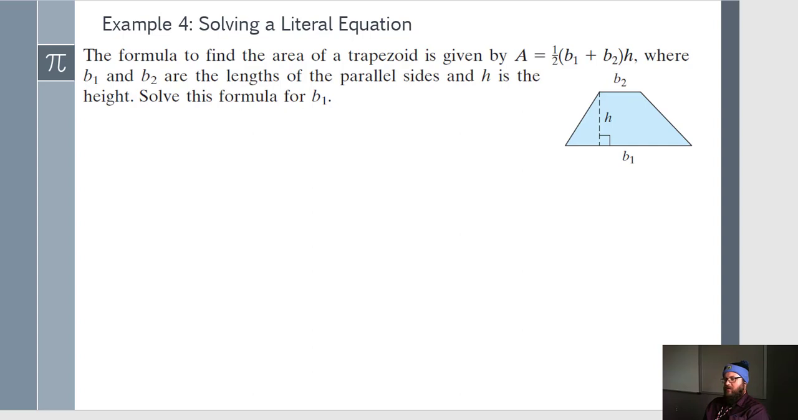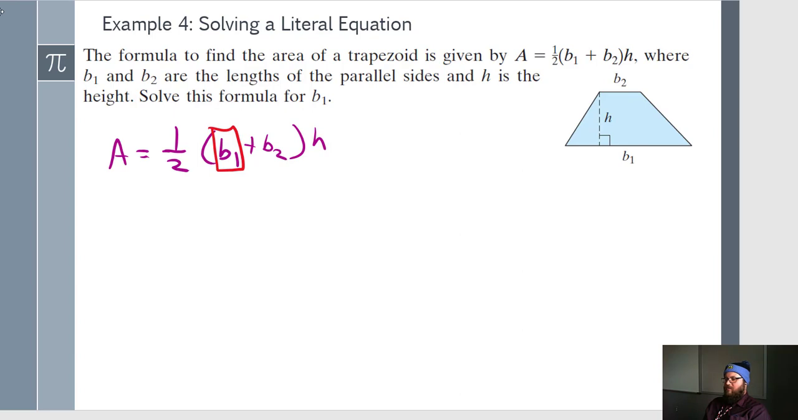So if we have this equation, area equals 1/2 times b1 plus b2, and then times your height. And then it wants us to solve for b1. I want to solve for that value right there.